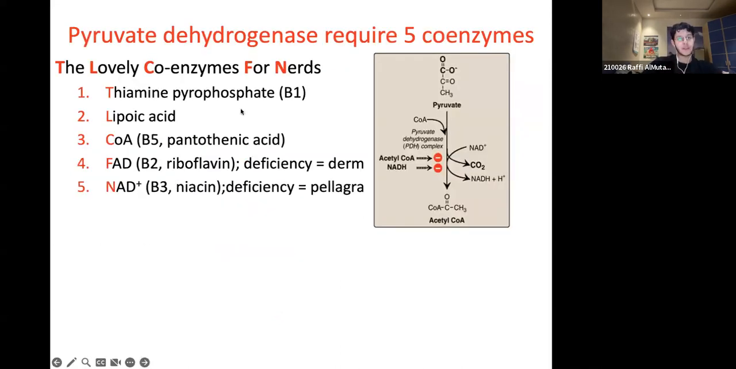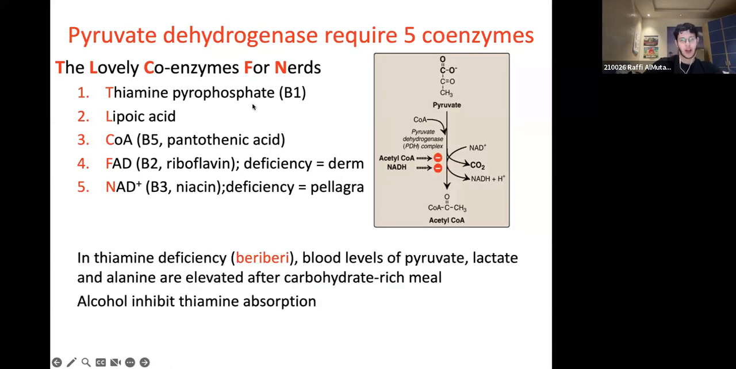So the most important of these is thiamine pyrophosphate, and it comes from B1. And the nice thing is most of these come from B vitamins. So thiamine pyrophosphate from B1, FAD, which comes from riboflavin, which is B2, NAD+, which comes from B3, which is niacin. Lipoic acid is lame, so it doesn't have a B vitamin, so there's no B4. And B5 makes CoA. So B1, 2, 3, skip 4, 5.